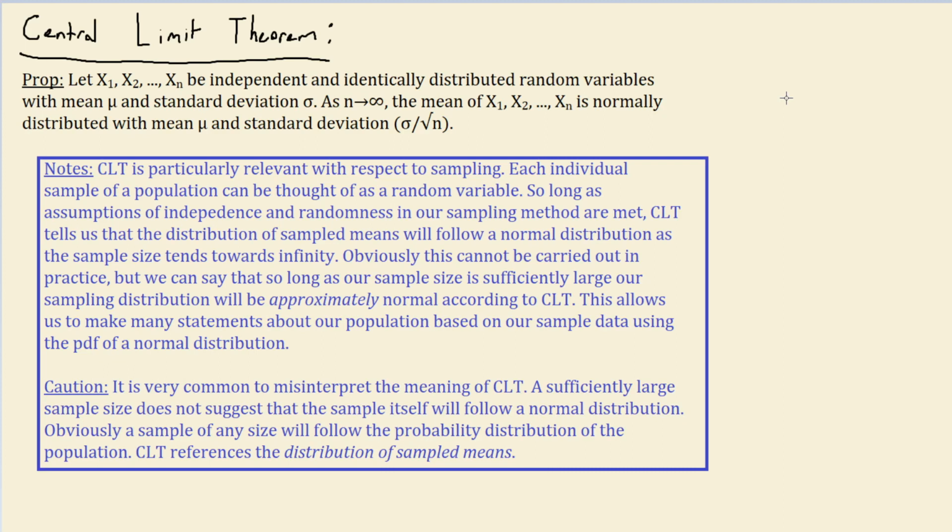And then what that allows us to do is to make several statements about our population based only on our sample data. And we can make those statements based off of the probability density function or the cumulative distribution function of the normal distribution, which we know how to work with. We've derived that. We know how to deal with that mathematically. And so that's where the power of the Central Limit Theorem comes from, is really right there.